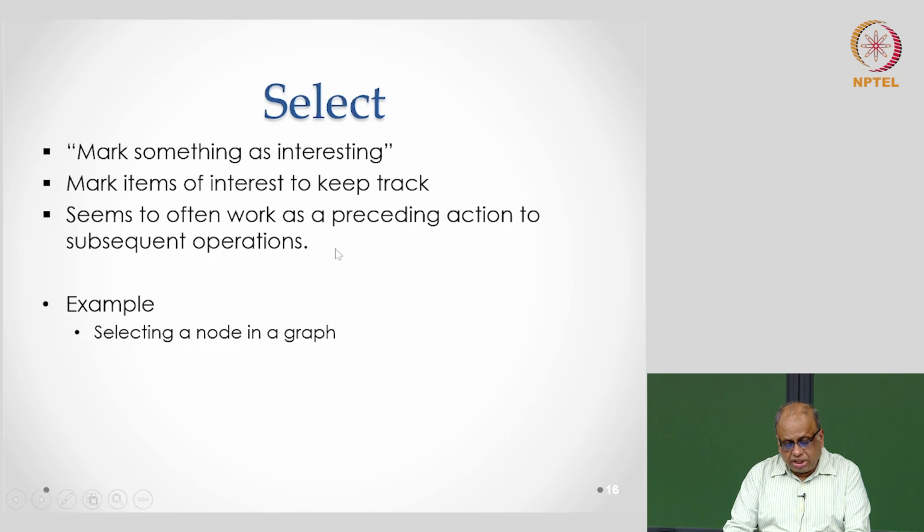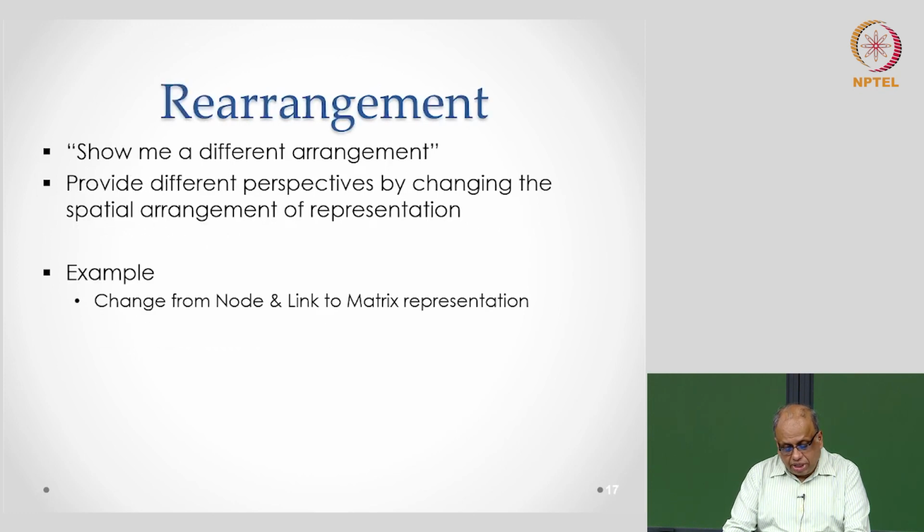So selection is just marking something as interesting. For example, selecting a node in the graph. Okay. So rearrangement is changing the arrangement of the data. For example, changing from node and link view to matrix representation. Okay. So provide a different perspective by changing the spatial arrangement of the representation.